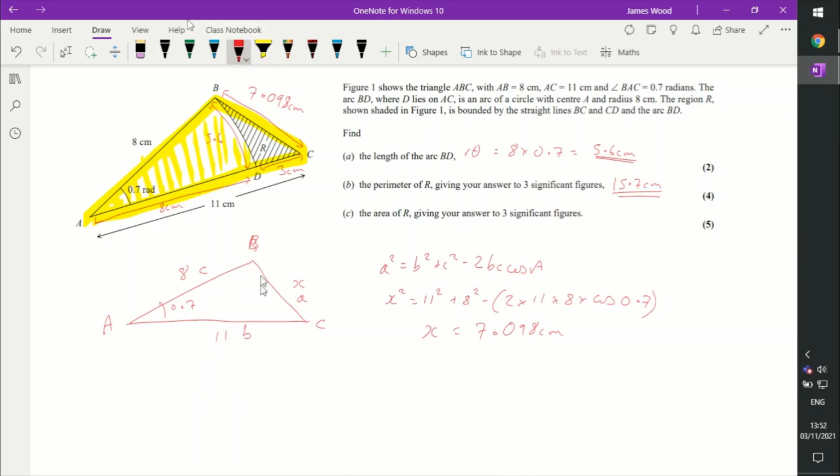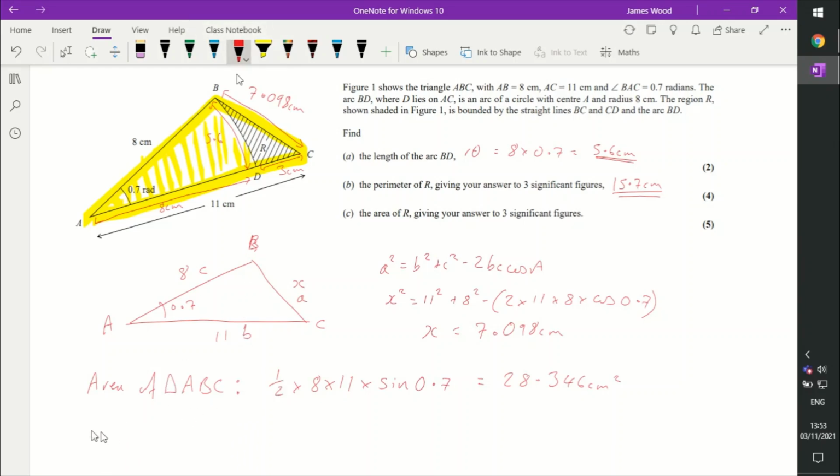So basically we're finding the area of this triangle that I've drawn out here. Now, it's not a right angle triangle, so I'm just going to have to use half AB sine C. So that's half times 8 times 11 times sine 0.7. Okay, and you need to make sure that your calculator is in radians because you're doing sine of the angle 0.7. If I do that, I get an area of 28.346. Okay, so that's the area of triangle ABC.